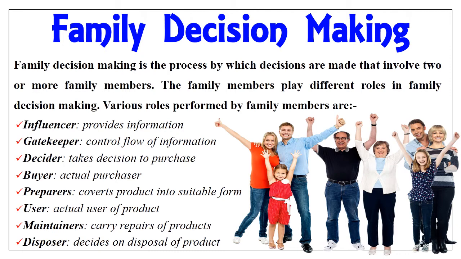So it depends upon the family structure. In some cases, one person performs a number of roles, while there are also cases where roles are jointly performed by two or more family members. Hence, the family decision making process involves different types of roles that are performed by the family members.